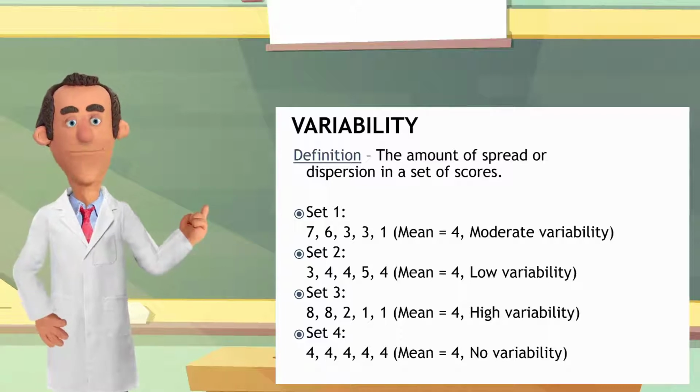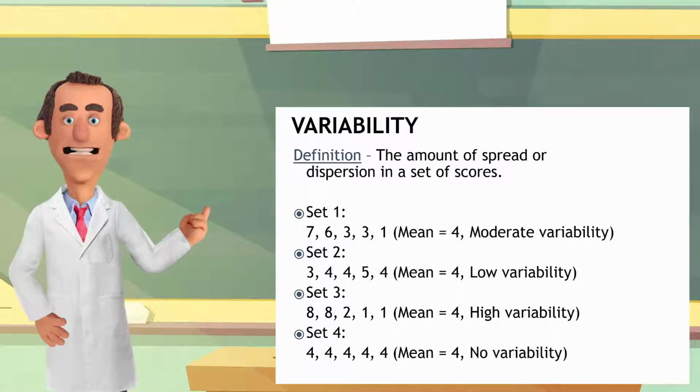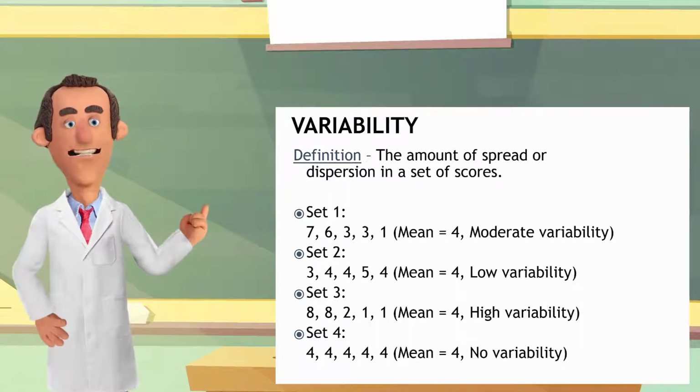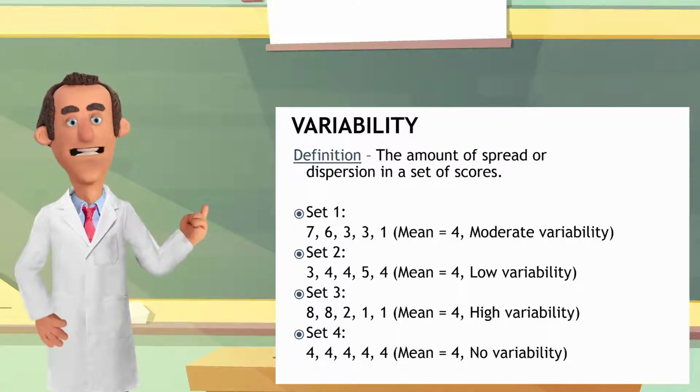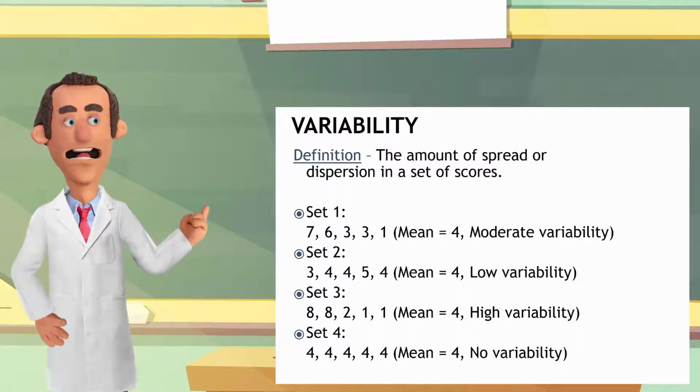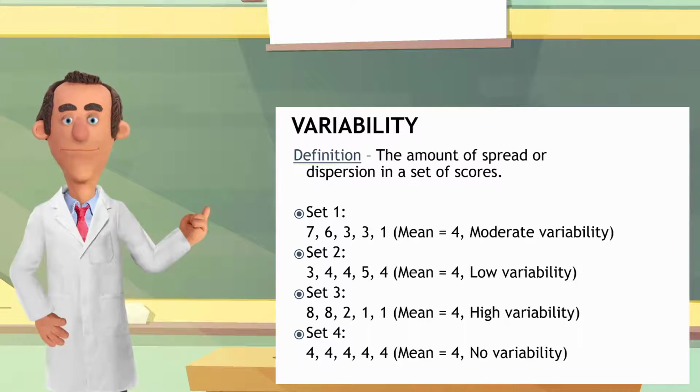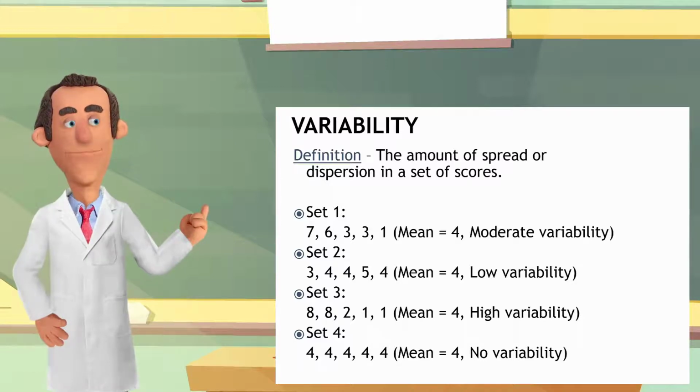So take a look at this chart right here and the set of numbers. We'll take a look at set 1. And if you notice, we're looking at 7, 6, 3, 3, and 1. And the mean, if you look right there, the mean is 4. And if we look at what's the difference between the mean and the rest of the scores? I would say that's probably about a moderate amount of variability in the data.